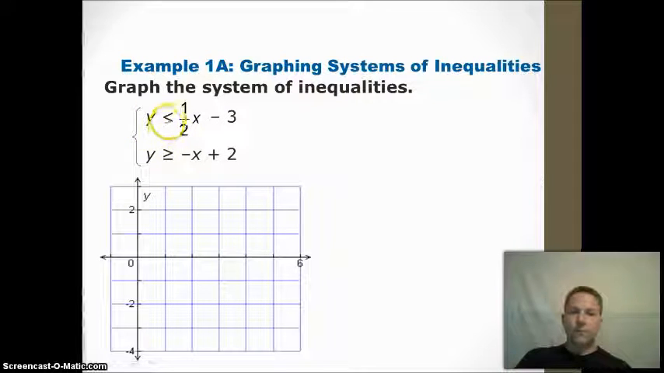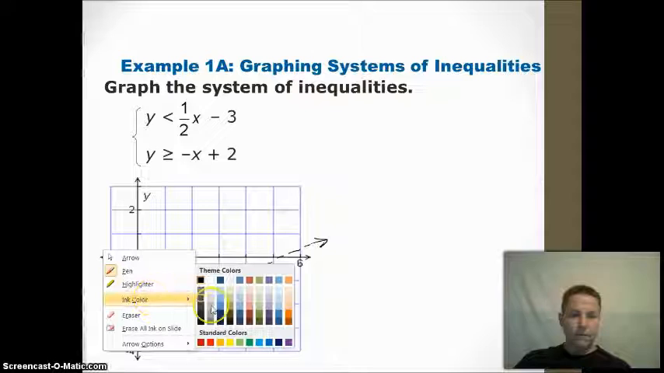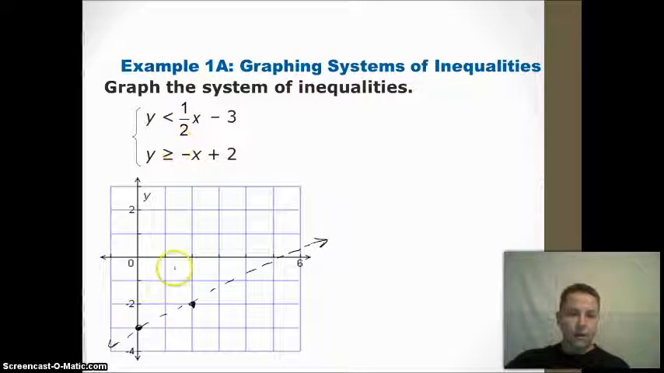So for this one, we want a dotted line. So the y-intercept is -3. So plot your y-intercept, and then the slope is 1/2. So you're going to go up 1 over 2. And then we want a dotted line. So graph your dotted line. And then I'll change colors here. Let's go with yellow. And we want to shade below. Hopefully you can see that.